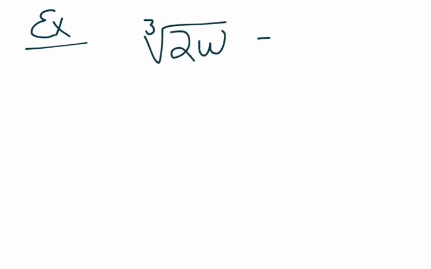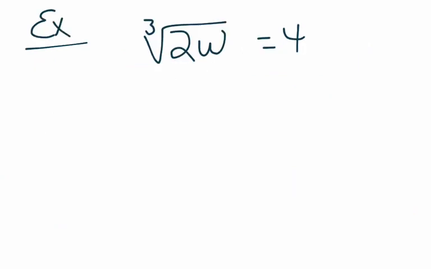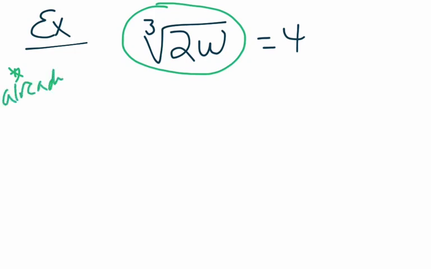Okay, so let's go through the examples. Here's our first one. It is the cube root of 2w is equal to 4. And I'll just keep coming back to this slide, which is how you would use your notes. Okay, step 1, isolate the radical. So I look at this, and I've got the radical, the index, and the radicand, and I don't seem to have anything else. So step 1 is already done. There's nothing left for me to do with that.